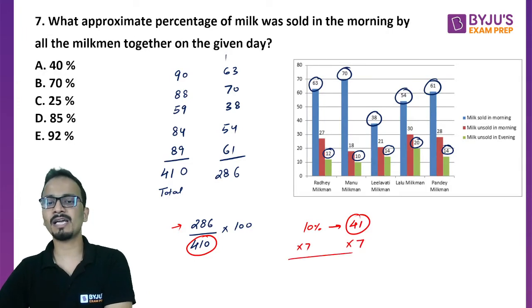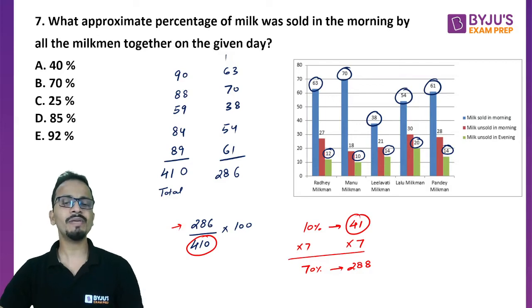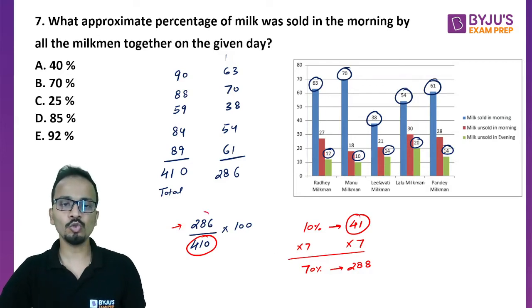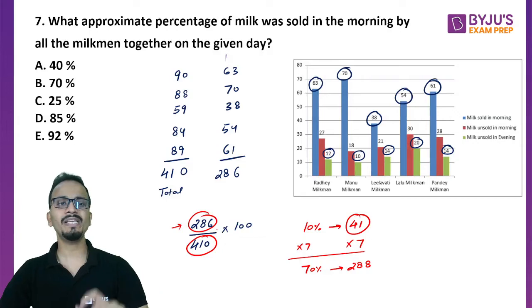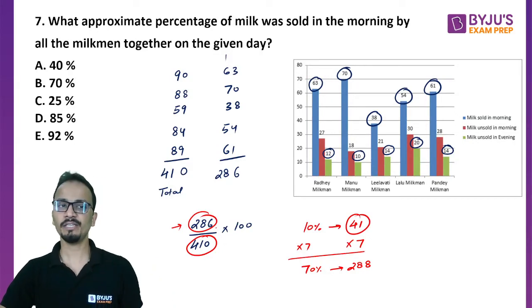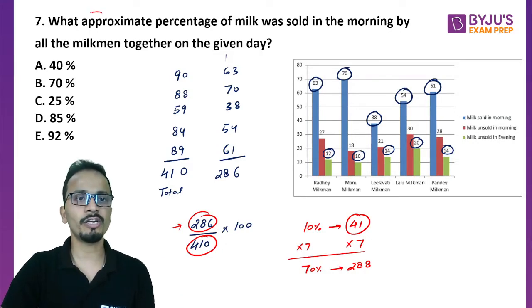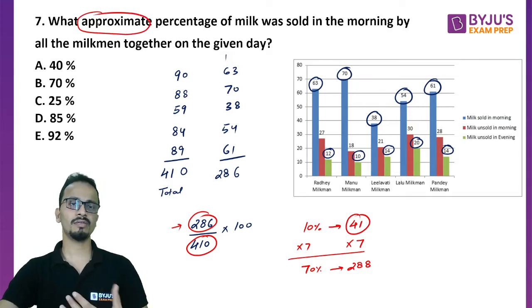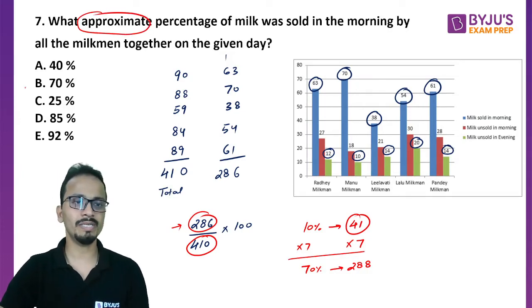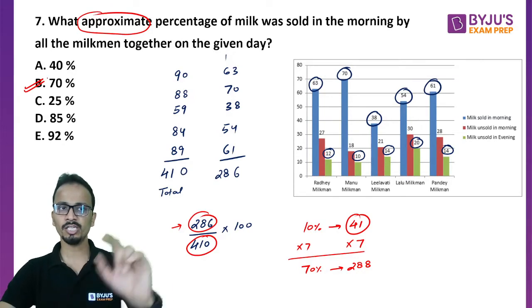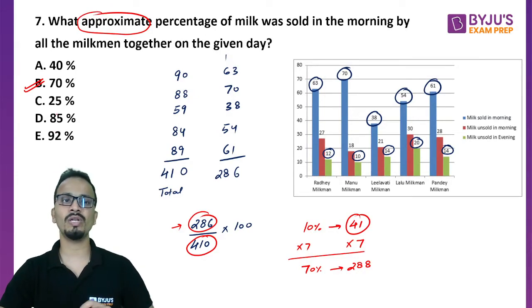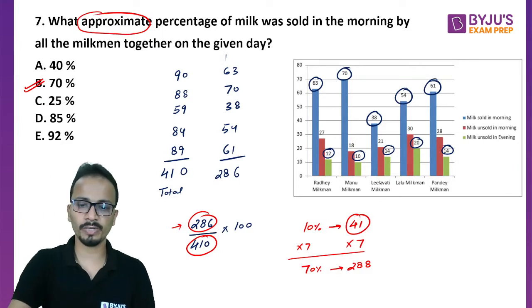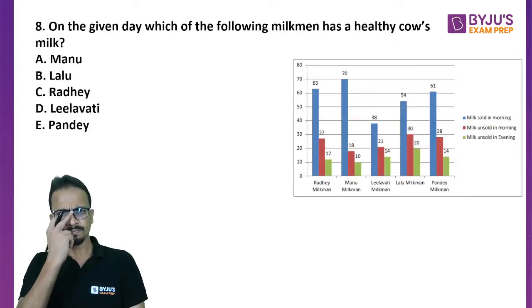Okay, so 7 se multiply karte hain. So 70% of this value will become 288. So 288 will be exactly 70%. I need 286, so 286 will be a little bit less than 70%. Now in the question, they have already written the word approximate. So I'm marking my approximate answer, which will be 70%. The most appropriate answer among the options will be 70%. So the answer to this question is 70. All right. Let's look at the next one.